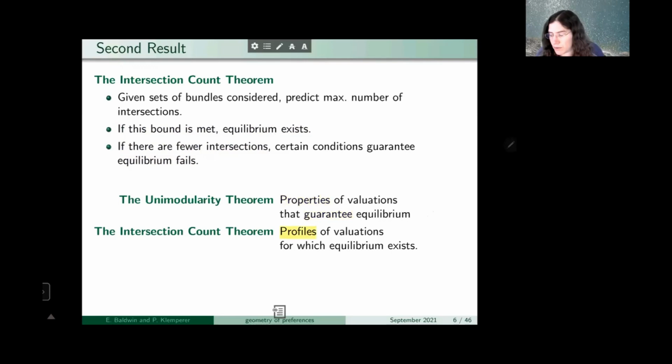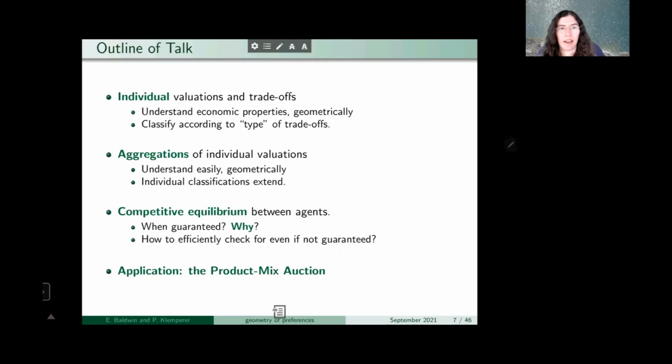So the outline of the talk I'll be giving today, then, I will talk first about individual valuations and trade-offs and what we can do with this geometry in order to understand and classify valuations. I'll talk about how to stick them together in terms of aggregations, which actually works very easily indeed. So we can lead straight on from there to competitive equilibrium between agents. When does it exist? When is it guaranteed? And why is that, now that we understand a bit more about the geometry of these valuations in a sense? And then finally, I will go back to that product mix auction application and talk a bit about how these tools can enable us to develop bidding languages that represent whole classes of preferences.